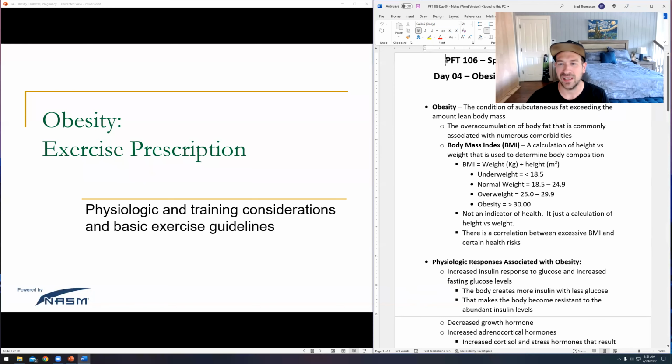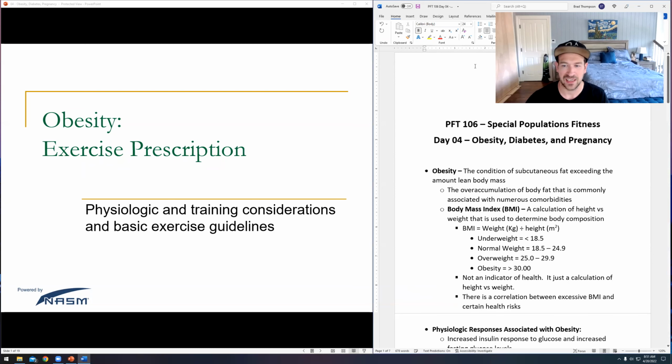So yeah, we are looking at three populations today. We'll look at obesity first. Obviously, that is linked to diabetes, and then we'll also look at how to train prenatal clients. Pregnancy is actually a very important time for people to exercise. We want people to stay healthy. We don't want people to regress too severely when they are maybe taking some time off. And so, let's go ahead and work our way through.